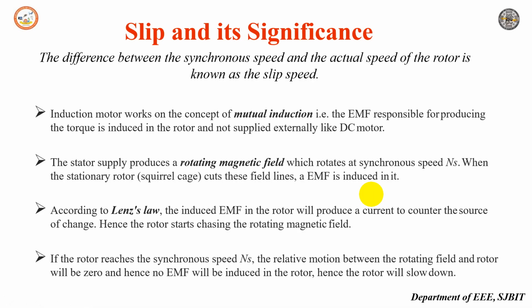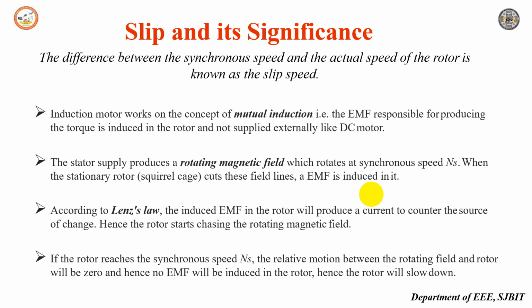As we know, the induction motor works on the principle of mutual induction. That is, the EMF responsible for producing the torque in the rotor is not supplied externally, like in a DC motor. The stator supply produces a rotating magnetic field once the stator is given a power supply. We have already discussed this rotating magnetic field in the previous video, where you can refer to what a rotating magnetic field is in a three-phase induction motor. This rotating magnetic field is produced once the stator is given a three-phase supply.